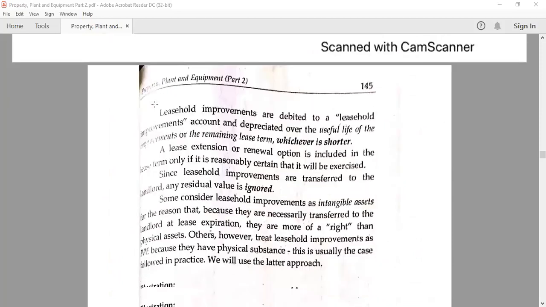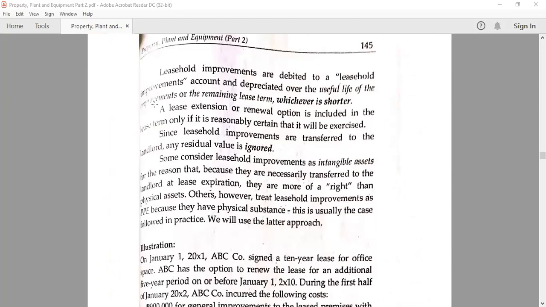All right, next, for leasehold improvements, as explained, these are certain improvements done on rented properties. And in terms of depreciation, that would be the useful life of the improvements or the remaining lease term, whichever is shorter. Then, since leasehold improvements are transferred to the landlord, any residual value is ignored also. We have to take note, guys, that leasehold improvements are basically part of PPE.